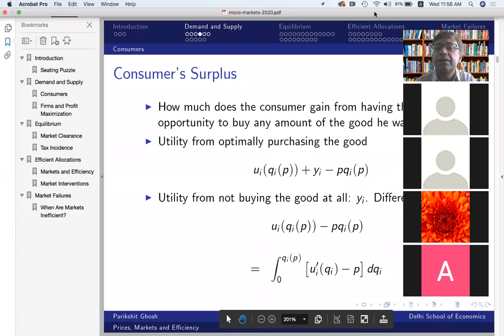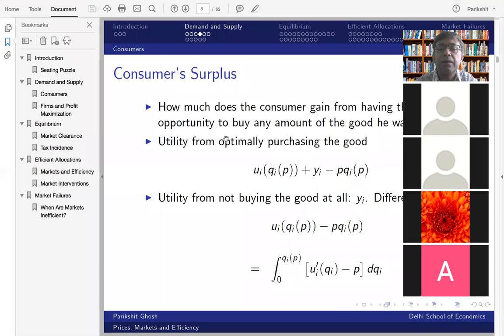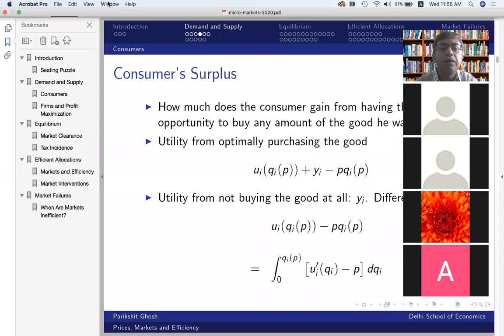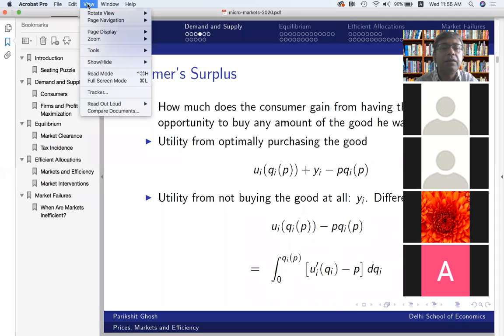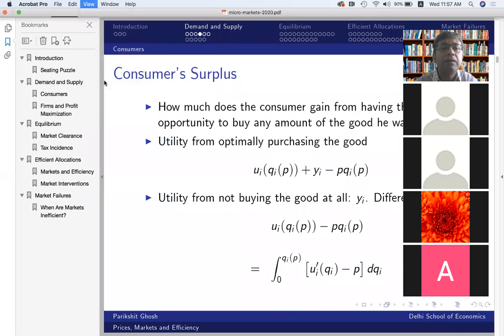So, yes, can I ask a question? Absolutely, go ahead. In the previous slide, it says that the implicit function theorem gives the law of demand. Can you please tell how the implicit function theorem gives the law of demand?